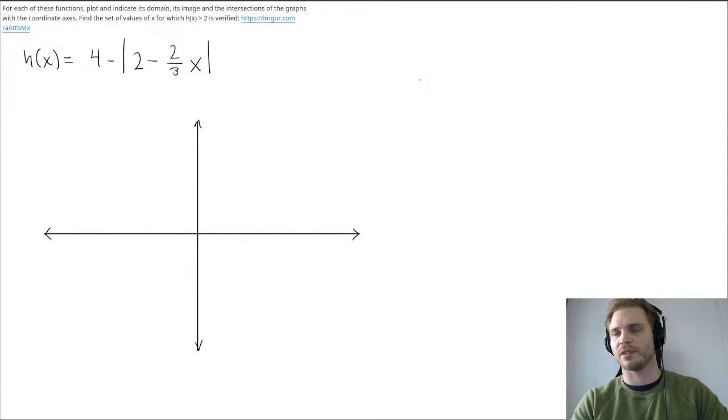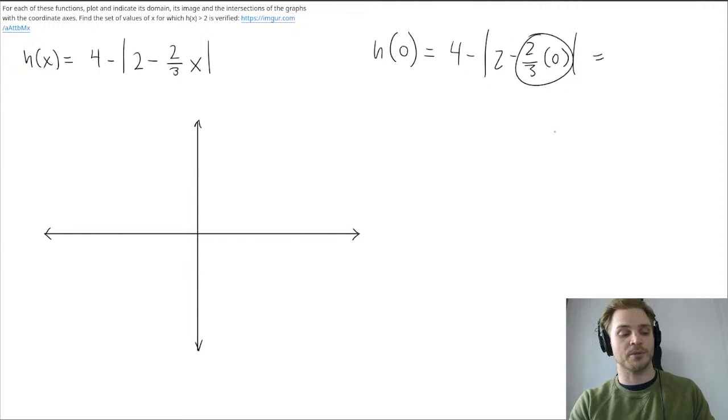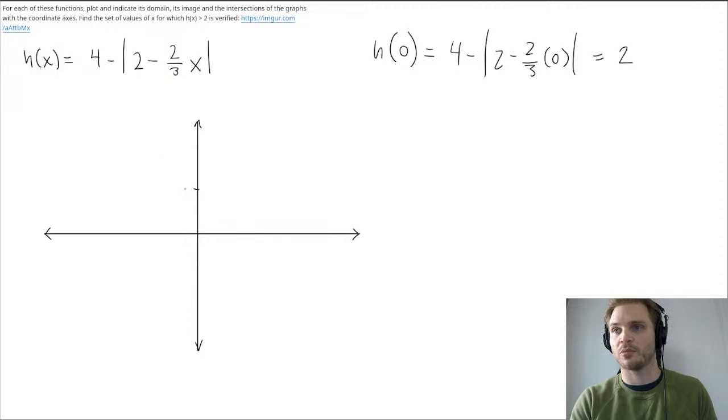To figure out what this graph is, there's a bunch of ways you can think of this, but let's plot h of 0. This is the y-intercept, and so we get 4 minus absolute value of 2 minus 2/3 times 0. 2 minus 0 is 2. Absolute value of 2 is 2, so that's 4 minus 2, which is 2. Let's call this y equals 2. There's going to be a point on the graph right there. That's some information you can use to make sure you're doing everything correctly.